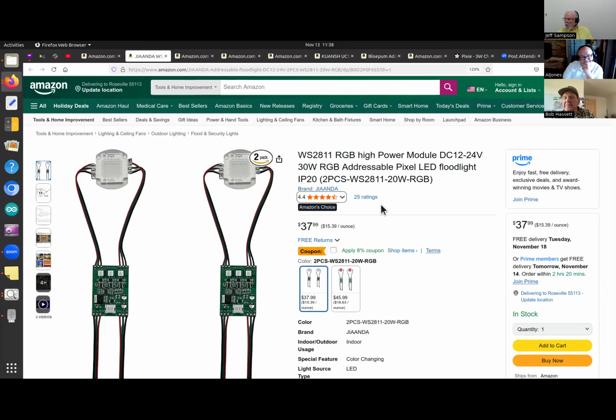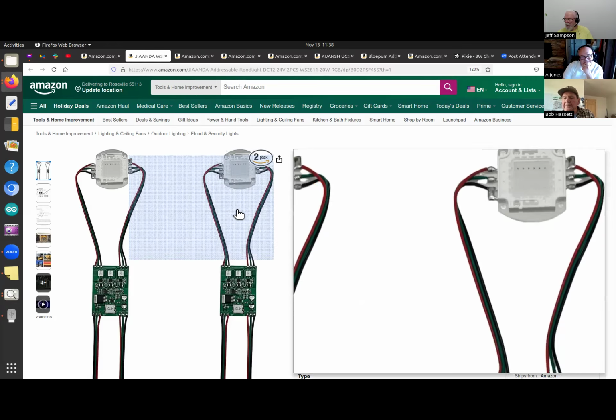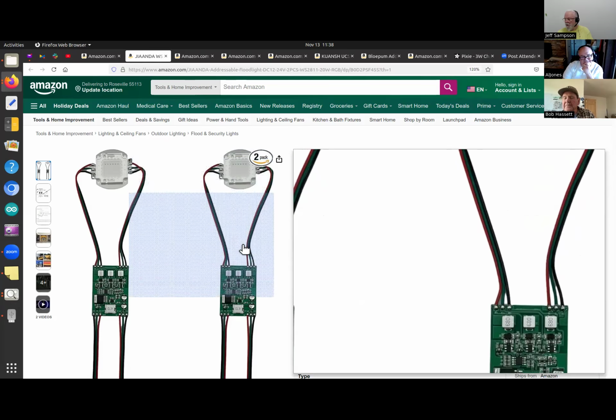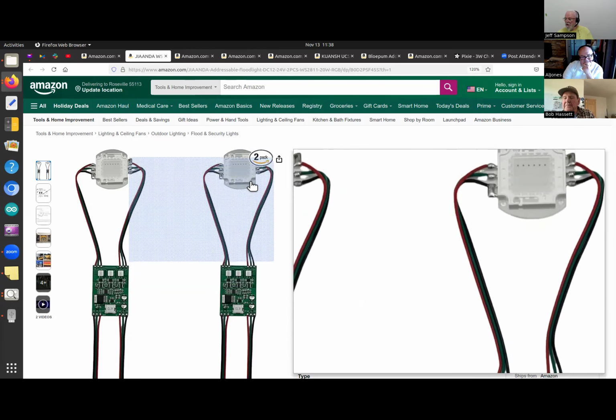So basically at this point, you apparently get 2 of these for $37. So we'll just say $40, that makes them about $20 apiece for these 20 watt ones, which are way more power than you need for most things. But anyway, that's something else that turns up.